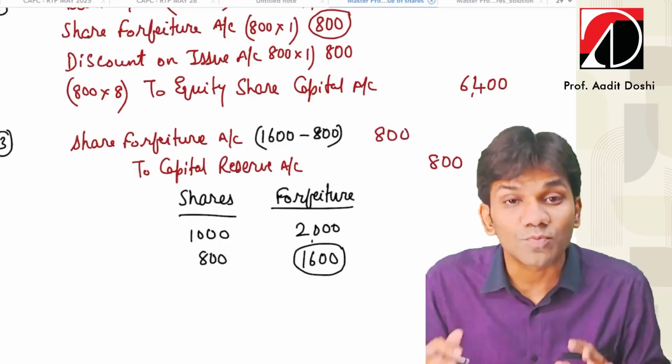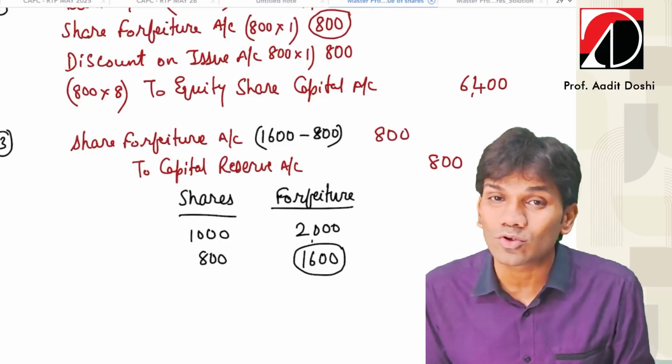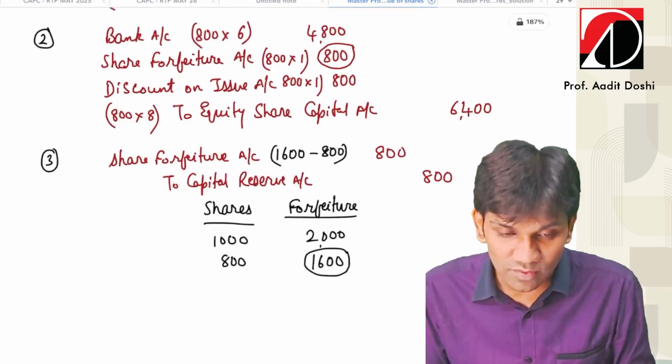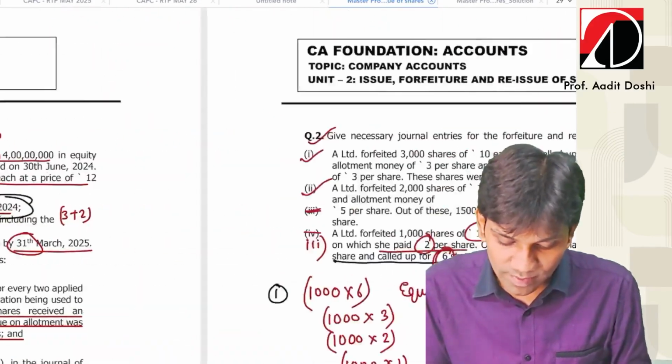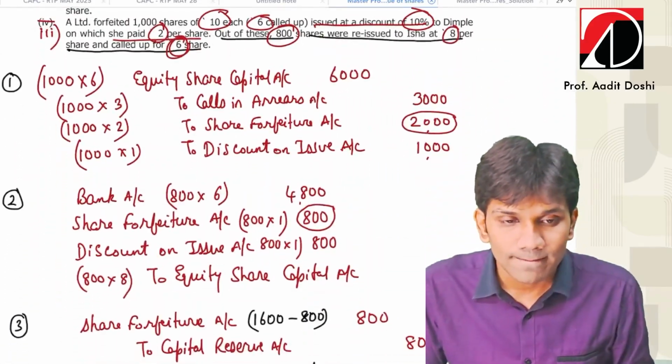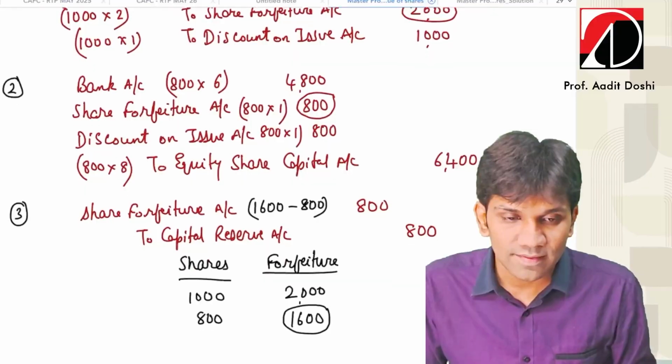That's it. This was pure forfeiture and reissue of shares. I hope you have understood it very well. This was the solution prepared by me. I hope it is very, very clear.